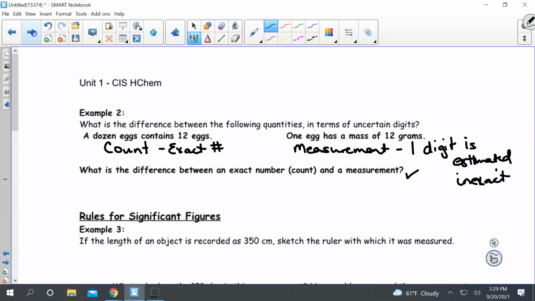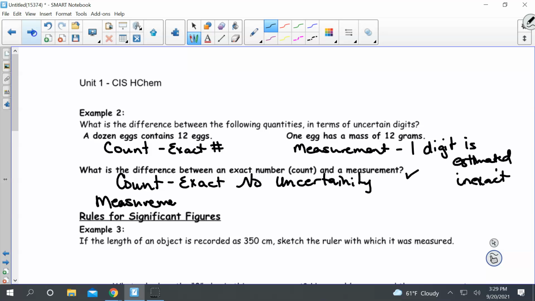Okay, so a count, it is exact. No uncertainty. A measurement, it is inexact and has uncertainty. Because of the last placing on there.